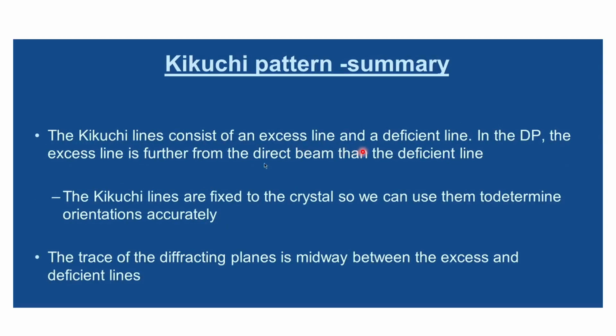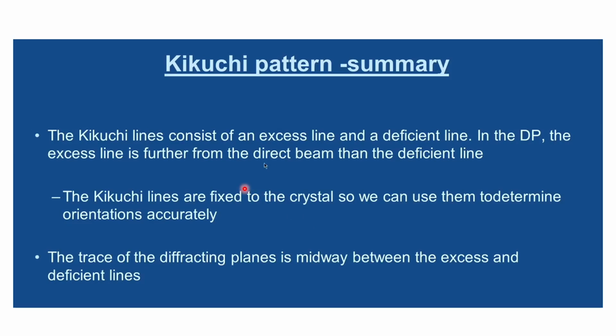The Kikuchi lines consist of the excess line and the deficient line, and they are formed in the diffraction plane. The excess line is further from the direct beam than the deficient line. The Kikuchi lines are fixed to the crystal, so we can use them to determine orientations. The trace of the diffracting planes is midway between the excess and the deficient line. Is this clear to you?